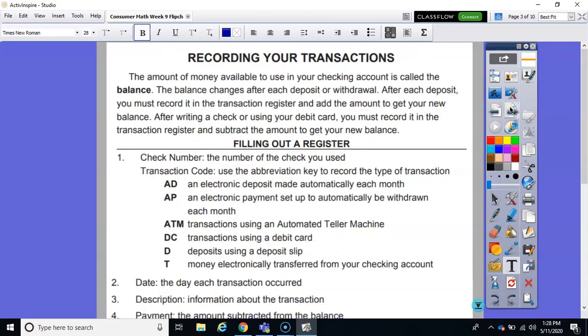So recording your transactions, the amount of money available to use in your checking account is called the balance. So that's how much you still have available. The balance changes after each deposit and each withdrawal. Whenever you deposit money, that balance goes up. Whenever you withdraw money, that balance goes down. So after each deposit, you must record it in the transaction register and add the amount to get your new balance. And after writing a check or using your debit card, you must record it into your transaction register and subtract that amount to get your new balance.